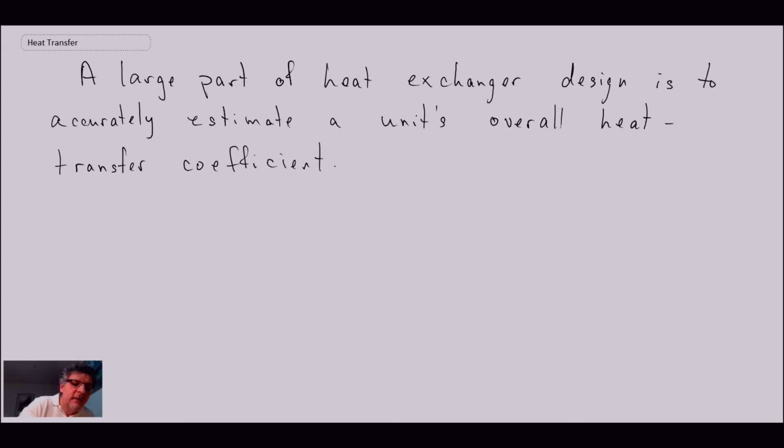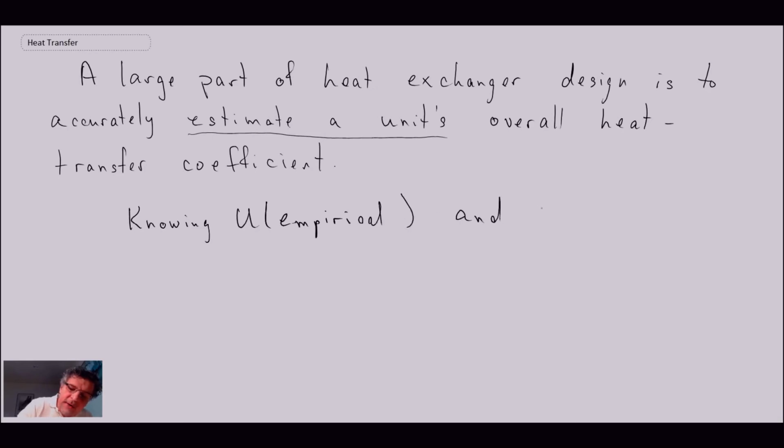So a lot of what we're going to be doing when we're doing heat exchanger analysis is trying to estimate a unit's overall heat transfer coefficient. Now, let's say you know the value of U, so maybe you've determined this empirically. And if you know the geometry A, things should be good, right? But let's take a look at what our equation looked like.